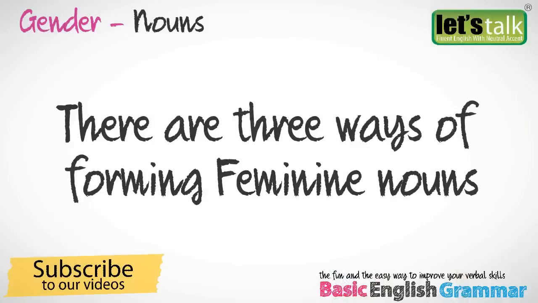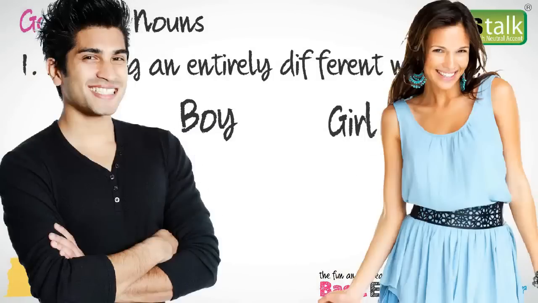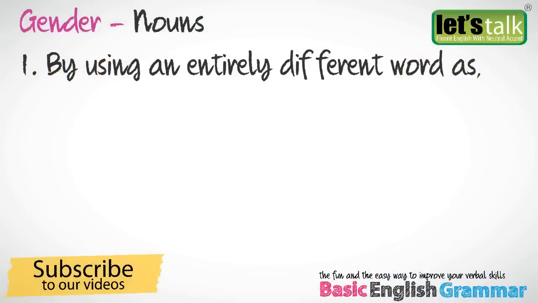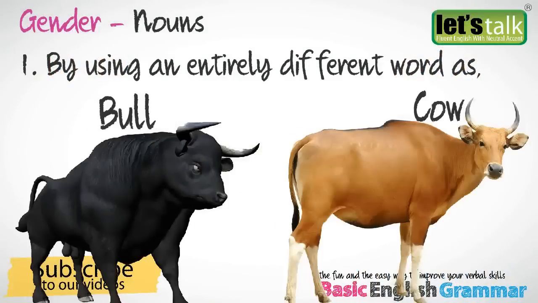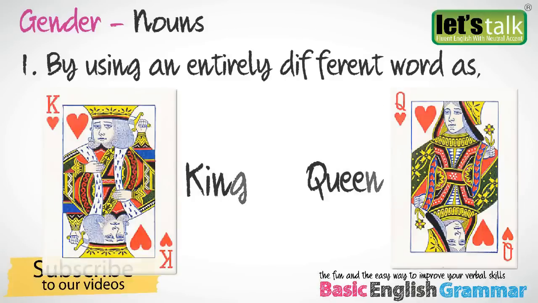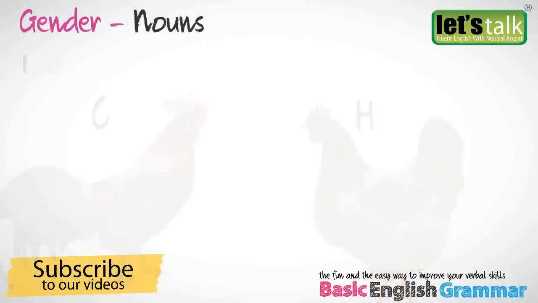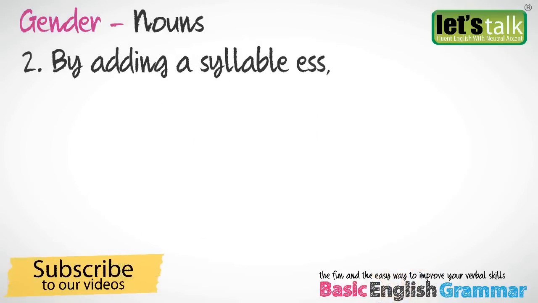There are three ways of forming a feminine noun. First, by using an entirely different word, as boy, girl, bull, cow, king, queen, cock, hen. The second way of forming a feminine gender is by adding a syllable ess.